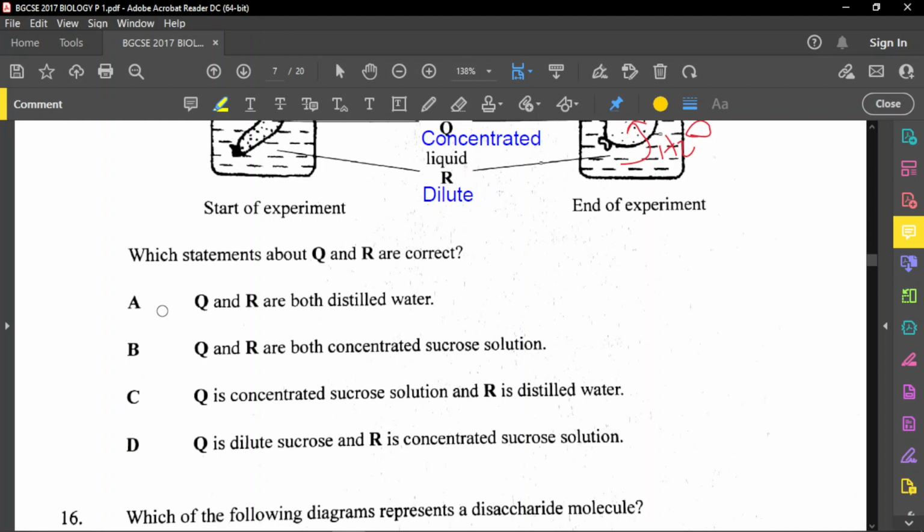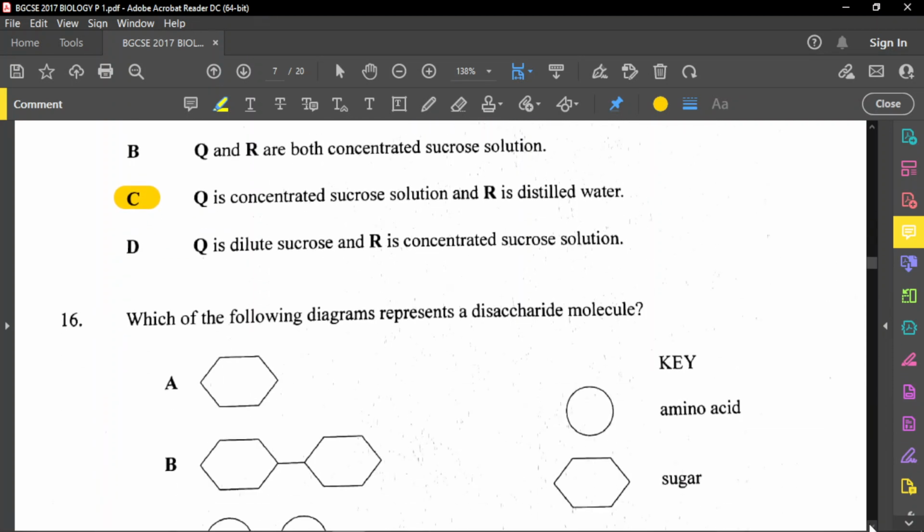B is Q and R are both concentrated solutions, say this sucrose solution, which means they say the same thing. Same concentration, no net movement of water, because truthfully, if they're the same concentration, what is going in will equal what is coming out. C is saying now that Q is concentrated and R is dilute. Definitely, no doubt. D is Q is dilute. No, let's not even go further because Q is not dilute as we mentioned. So just stick with our C.